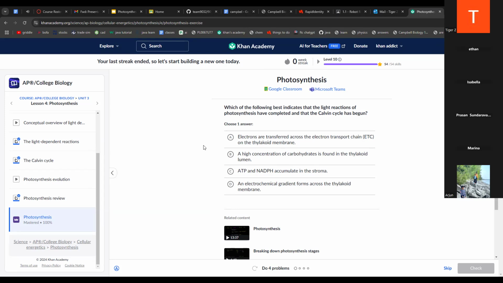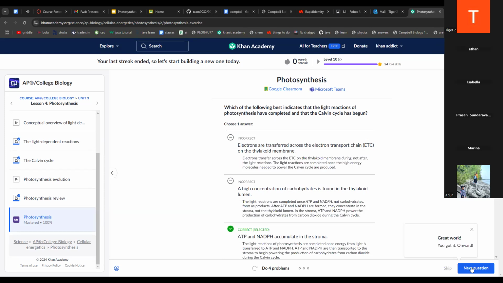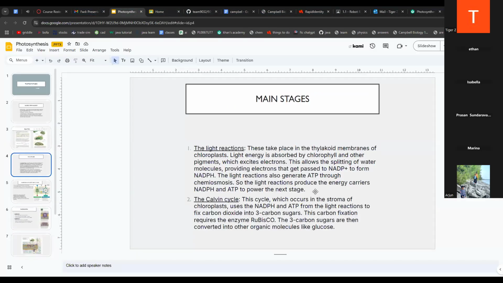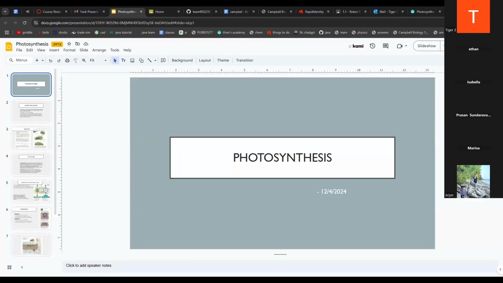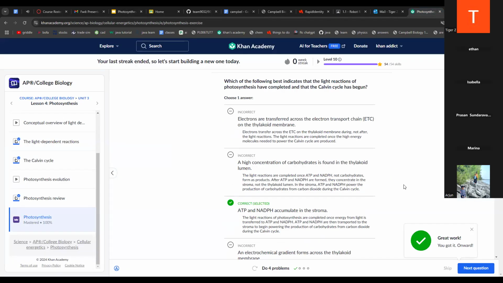Is it C? ATP and NADPH accumulate in the stroma. Yeah. Can somebody tell me why that's the right answer without looking at the thing? Think about it. It's because the light reactions produce ATP and NADPH, so they would exit the thylakoid and begin to accumulate in the stroma for the Calvin cycle. Exactly. So ATP and NADPH accumulate, right?